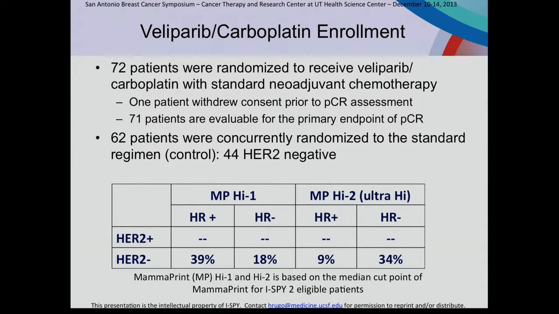So I'll show you, just to dive a little bit deeper into the biomarkers and genomics, one of the first arms, which was a PARP inhibitor, so that's a DNA repair inhibitor. 72 patients were randomized to get this drug, and 62 patients were concurrently on the standard regimen, so those are the controls. 44 are HER2 negative, and those are actually the ones being evaluated against the drug. So this is the proportion of patients in each of the HER2 negative groups that were treated: hormone receptor positive or negative, and MammaPrint high 1 or high 2, which is ultra high.